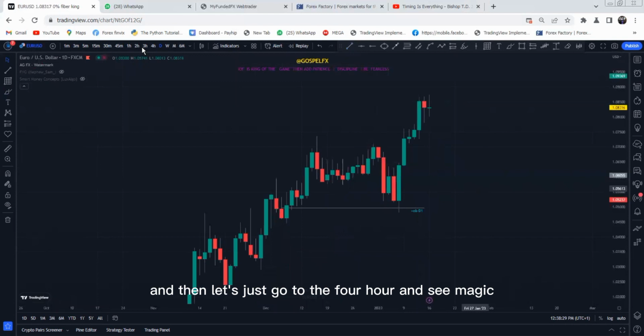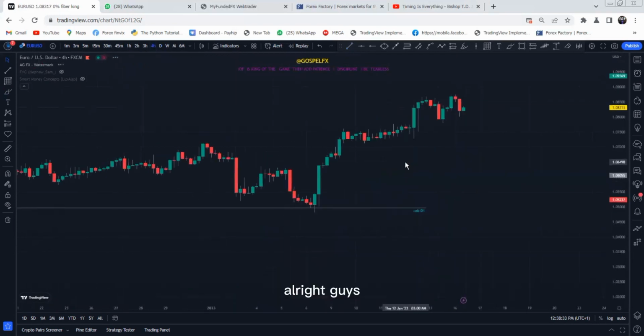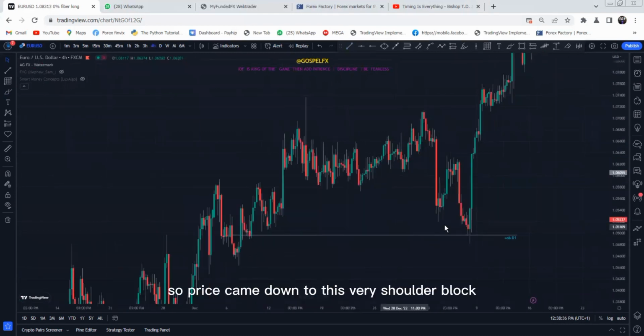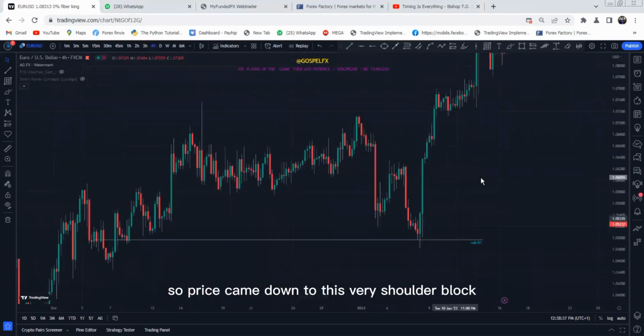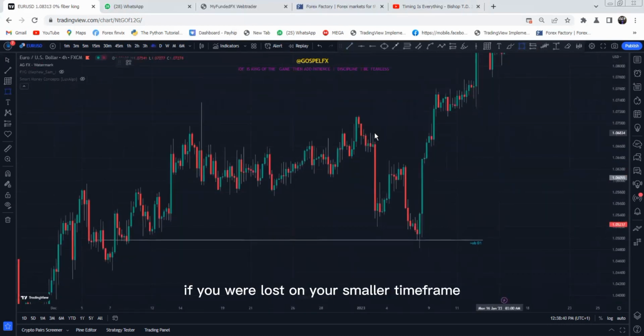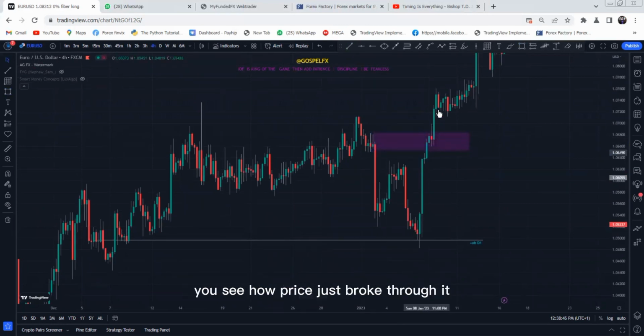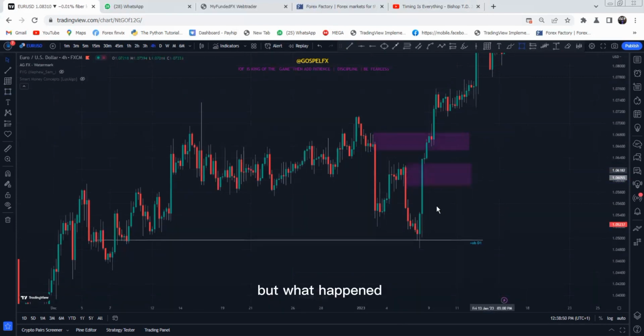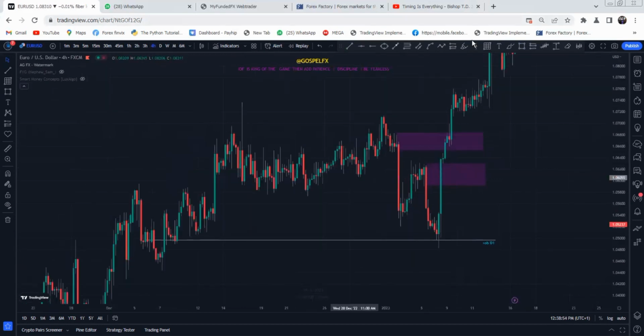And then let's just go to the 4-hour and see magic. All right, guys, when you come down to the 4-hour time frame, price came down to this bearish order block. Now, another thing again, if you were lost on your smaller time frame, won't you take this as an order block? You see how price just broke through it. This too is going to be another bearish order block for you. But what happened? Price smashed you out of the market, right?